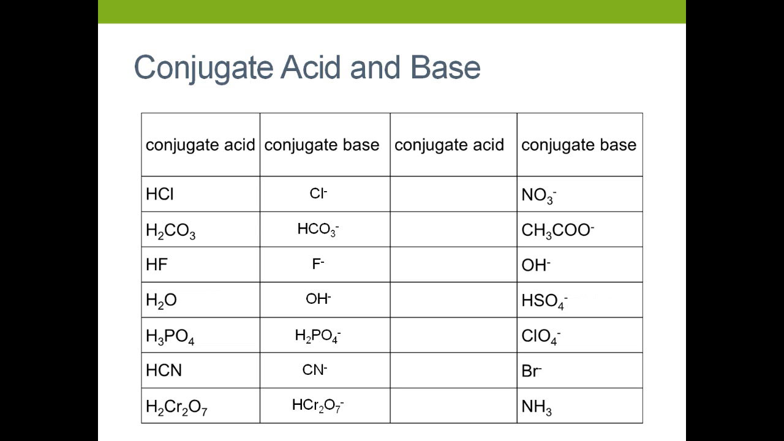Let's try the other ones. Here we have NO3 minus. If we add a proton, we get HNO3. CH3COO minus, if we add a proton, we get CH3COOH. OH minus, we get H2O. HSO4 minus, we get H2SO4. ClO4 minus, we get HClO4. Br minus, we get HBr. And NH3, we get NH4+.